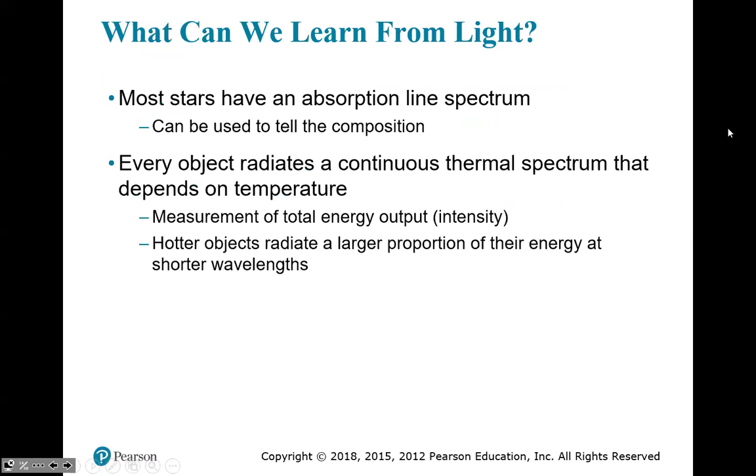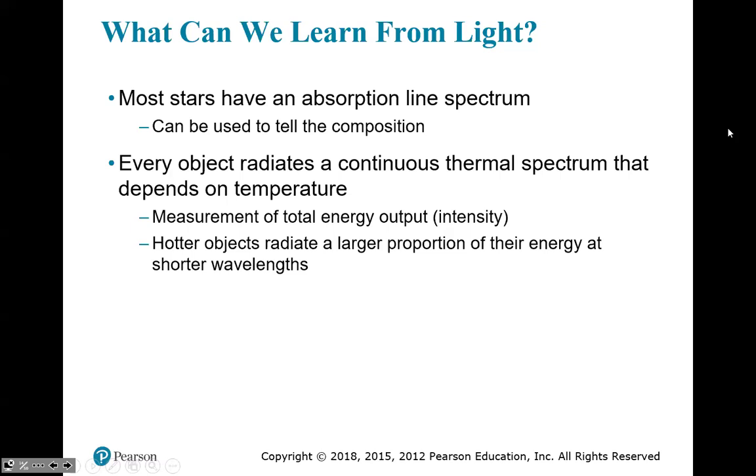So most stars have an absorption line spectrum. If you take the spectra of a star, you'll see a bunch of these absorption lines. And this can be used to tell the composition of it. It can also be used to figure out other information about it. It turns out by studying the absorption lines, it's another way you can figure out the temperature.